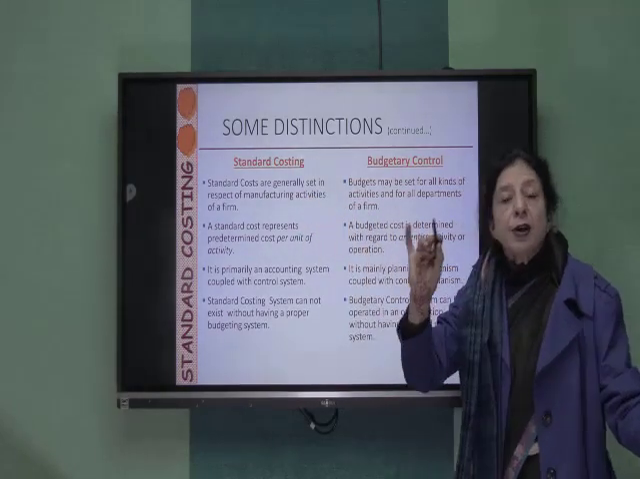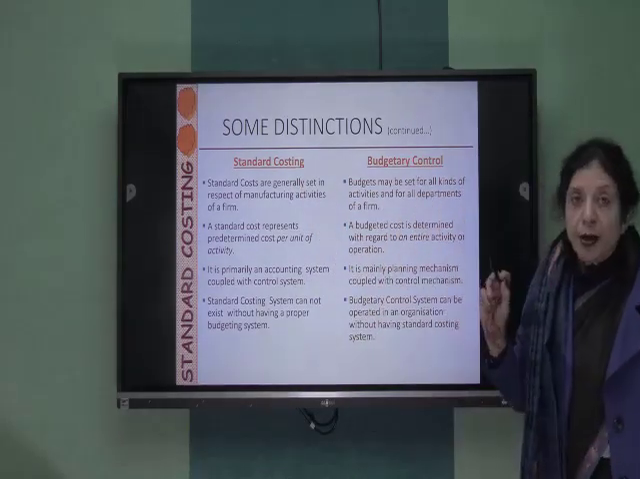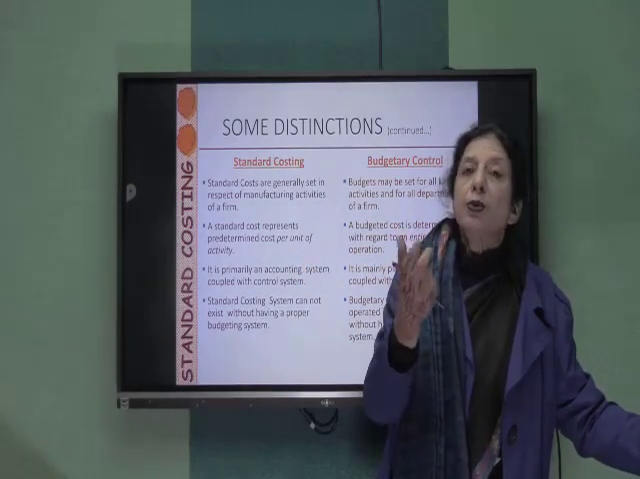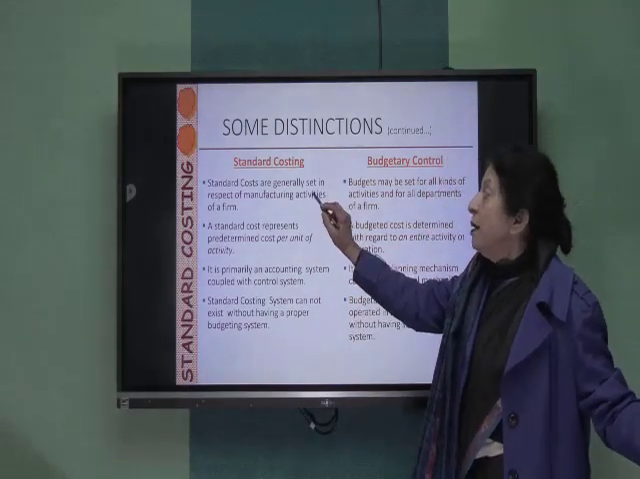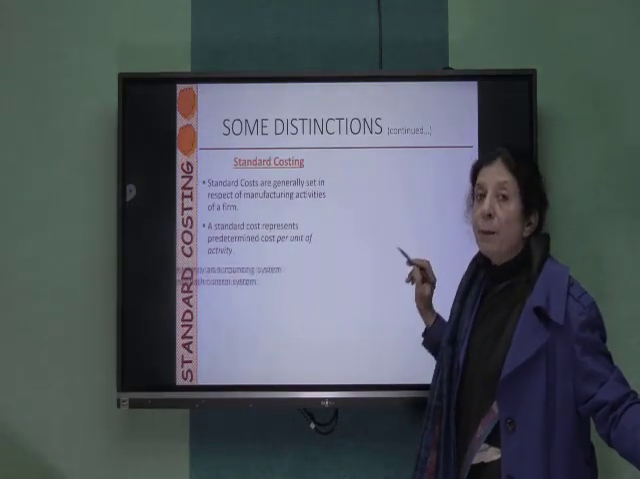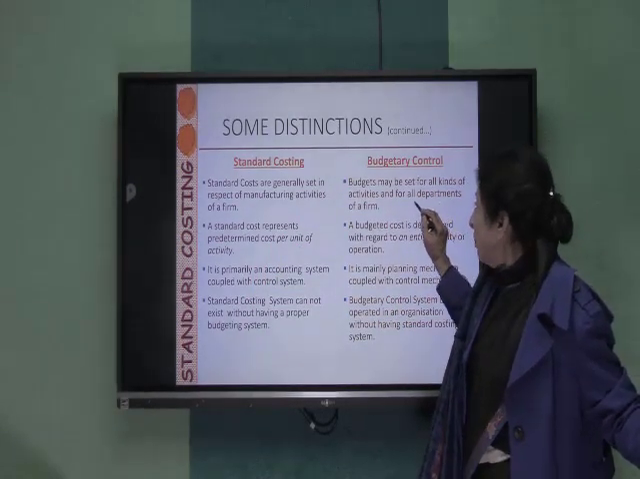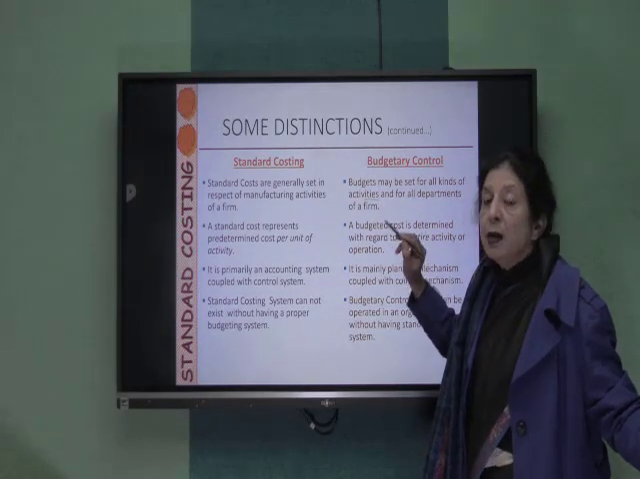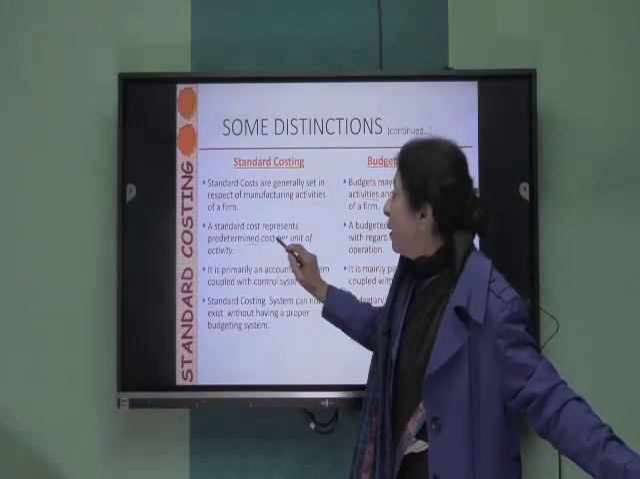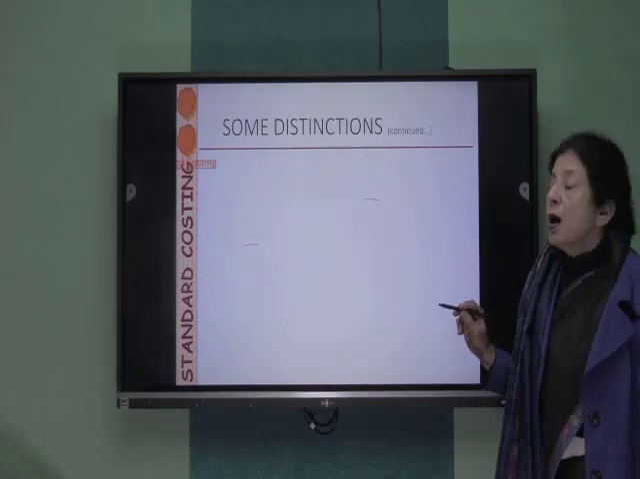I have already explained that what should be the cost is called the standard. While here in the case of budgetary control, both the methods, whether standard costing or budgetary control, have been used for the purpose of control. But standard costing is used with respect to the manufacturing unit, while budgetary control is with respect to all the departments of the firm. That is, according to the activities, you will set up the budget. Here, it represents the predetermined cost, while budgetary control represents the entire activity, how much should be the cost.